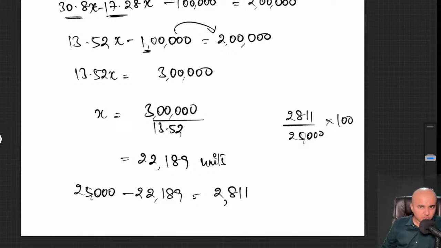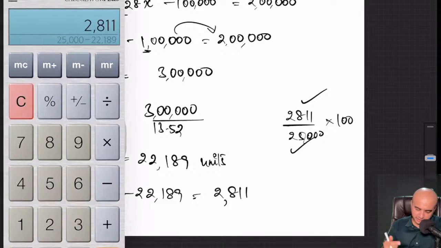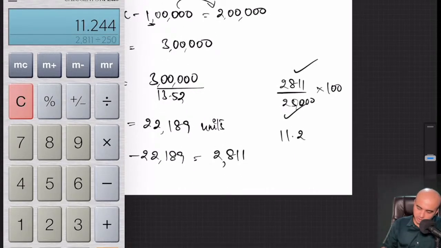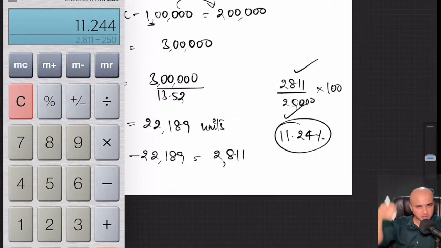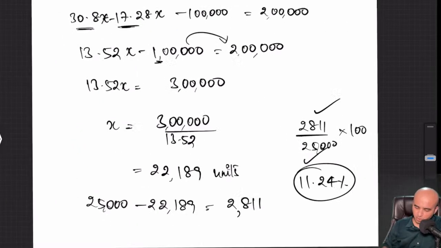Now 2811 by 25,000. This is the change. This is the original unit sold. If you do the math, you will get the percentage. Divided by 25,000 as a percentage, if you find out, it will be 11.24. This is the decrease in the production for us to achieve the same level of profit.